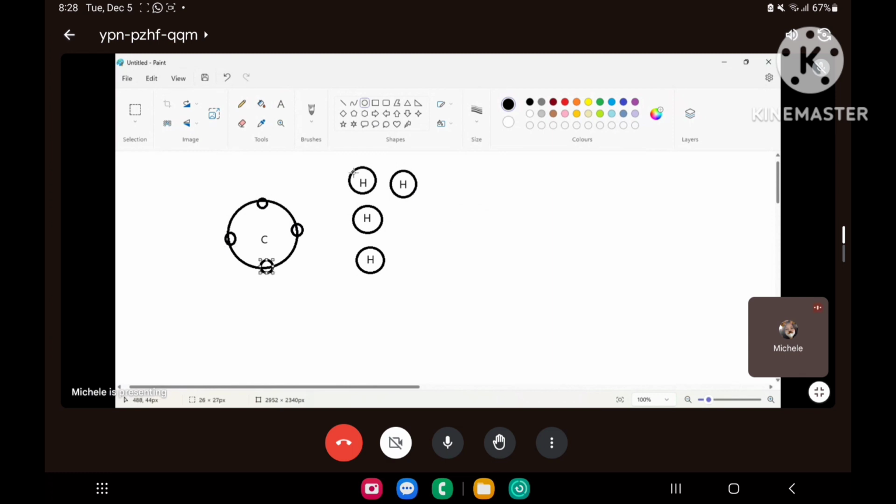This one is already carbon. And now, as for the hydrogen, hydrogen is in the first group in the periodic table. So which means we need to make an X mark on the hydrogen, which is only one. This one is for the hydrogen.